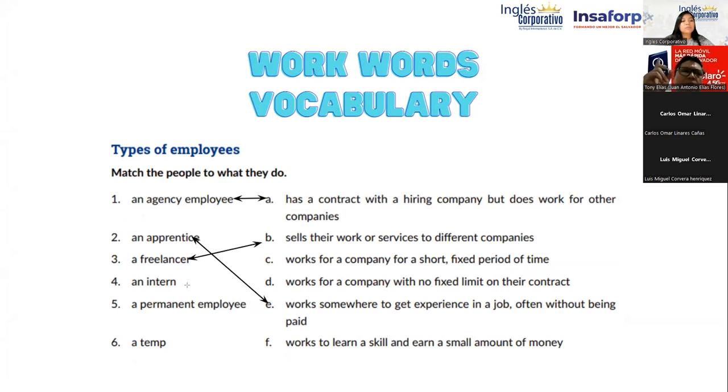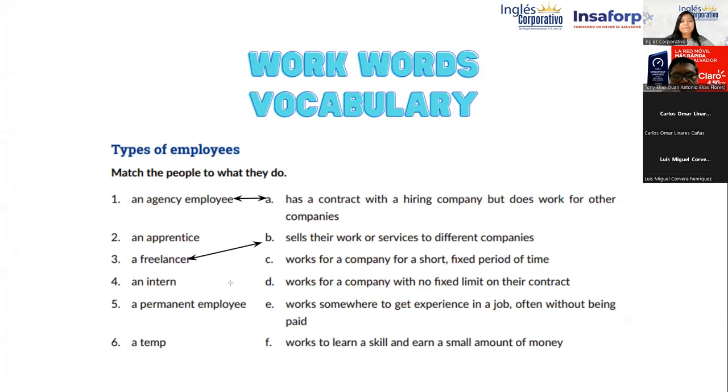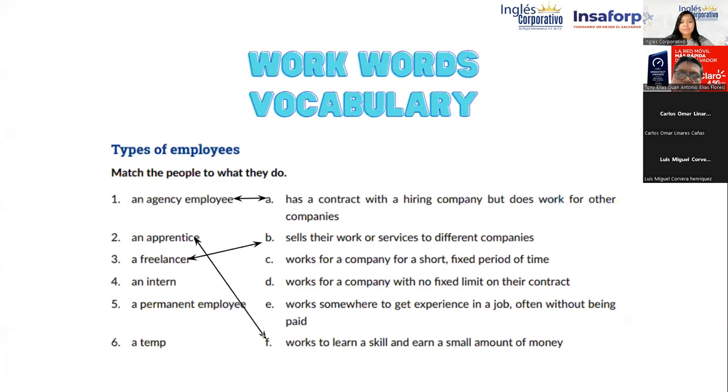An intern. No, because they don't receive payment for their job. In this case, it's a small amount of money. Okay. So maybe the F is a synonym of attempt. No, because no limit, fixed period of time. Yes, attempt is the letter C, work for a company for a short fixed period of time. But an intern, I don't know, maybe.